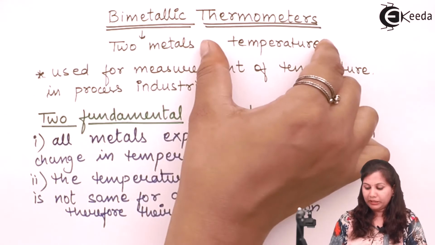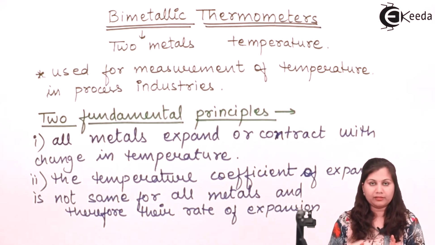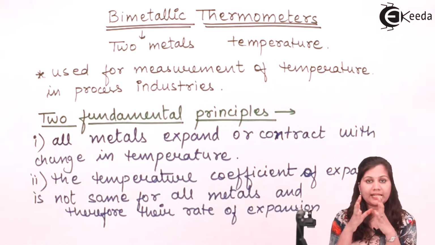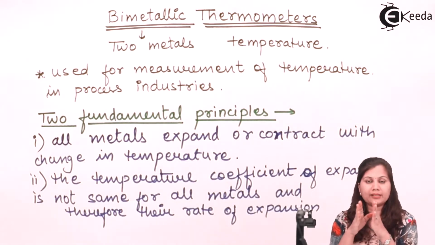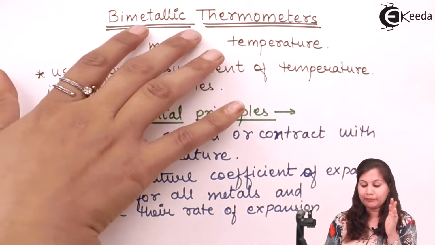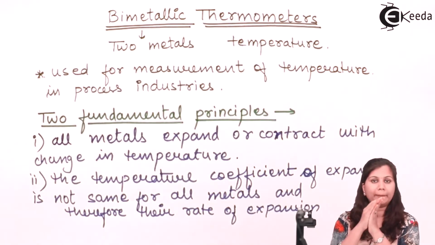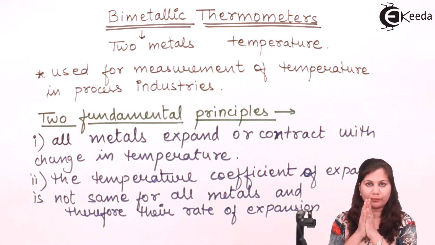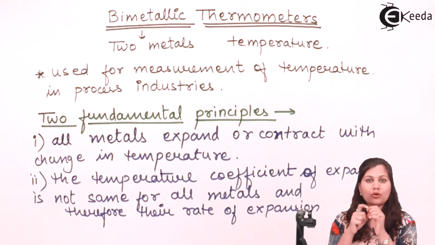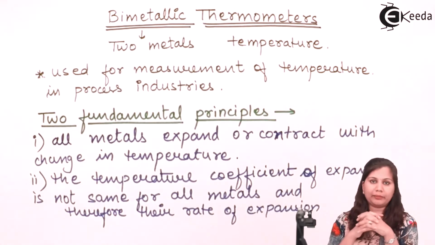Now bimetallic thermometers are also made up of two metals. So when there is any change in temperature, these metals are going to either expand or contract, and their rate of expansion and contraction is different. Due to this difference, the bimetallic thermometer is going to bend or change its shape, and this deflection is proportional to the change in temperature.